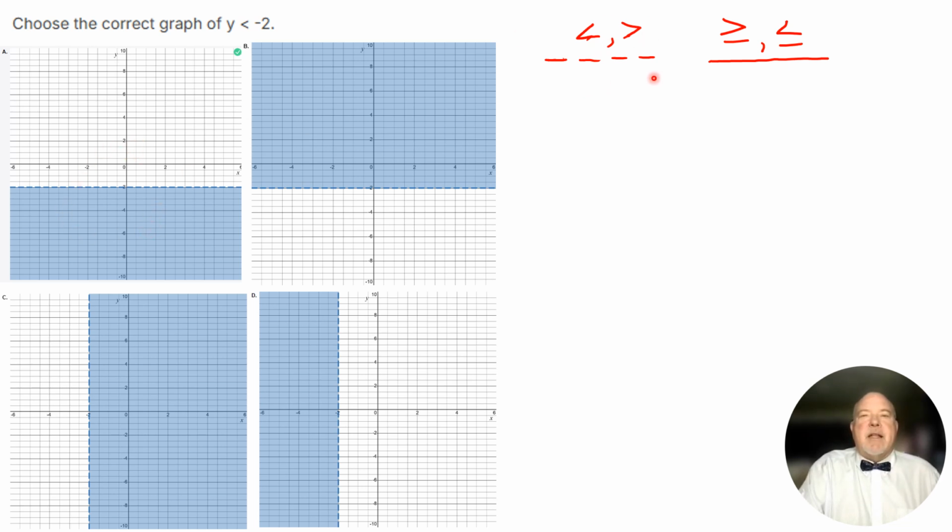All right. So remember, solid line, dashed line, and make sure you know what the graph of this looks like.